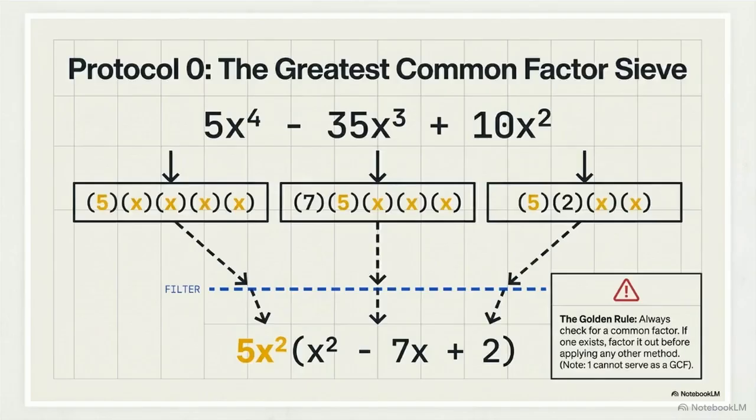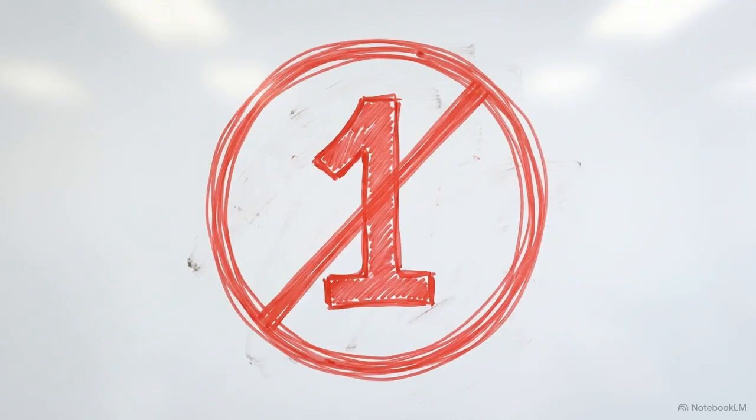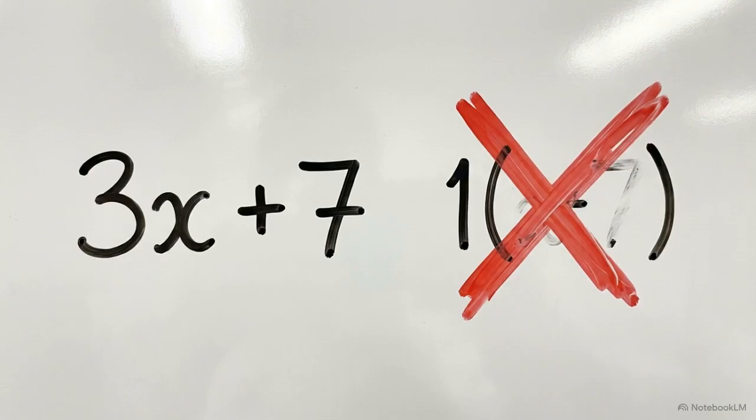Looking below the dashed filter line, you pull those common pieces forward to act as a multiplier, leaving a much simpler expression inside the parentheses. There is one strict rule here. The number 1 is always present in all numbers, so it cannot serve as a functional GCF. If 1 is your only shared factor, the expression has no GCF to factor out.